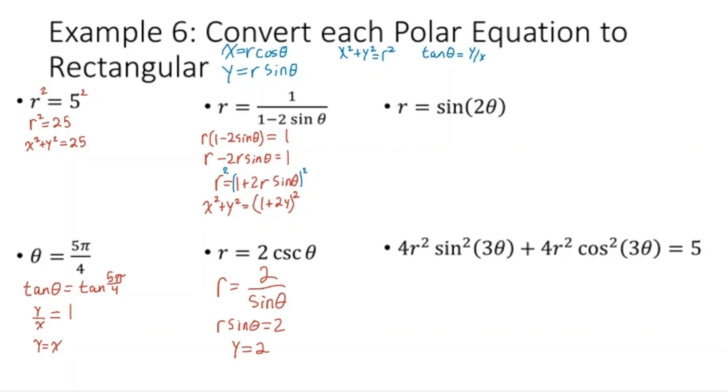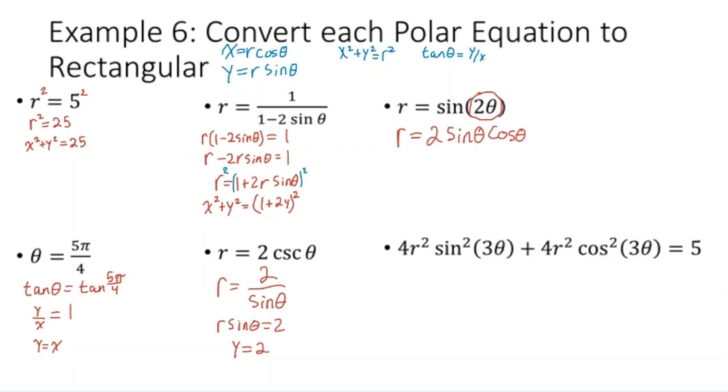First, r equals sine of 2 theta. The first thing that makes this problem a little bit more challenging is the 2 theta. All of our conversions use theta, r cosine theta, r sine theta, not sine 2 theta. So what we're going to do here is rewrite the sine 2 theta using our double angle formula. So r is equal to 2 sine theta cosine theta.